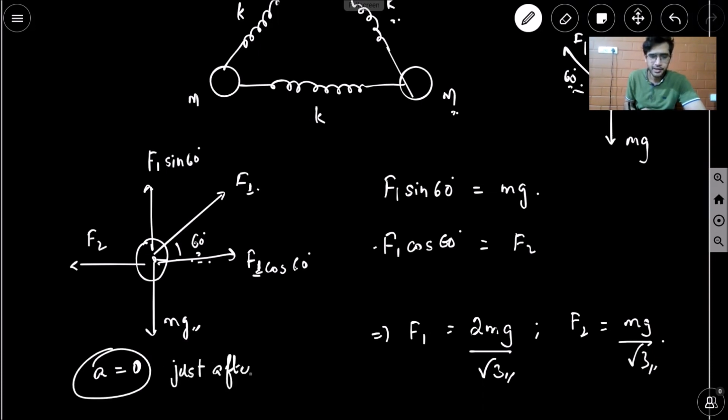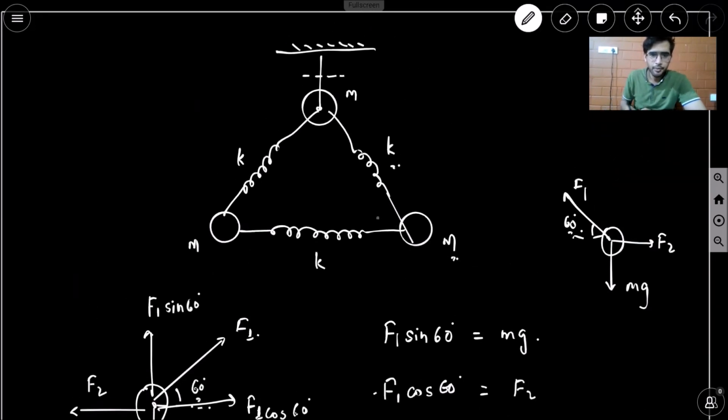So the answer for this question is: just after the string is cut, your particle 1 will be moving down with an acceleration of 3g, whereas particle 2 and particle 3 will have no acceleration. They'll just remain stationary at that instant. The next instant onwards, things change. Your elongation changes, your force changes. So things change over here, right?